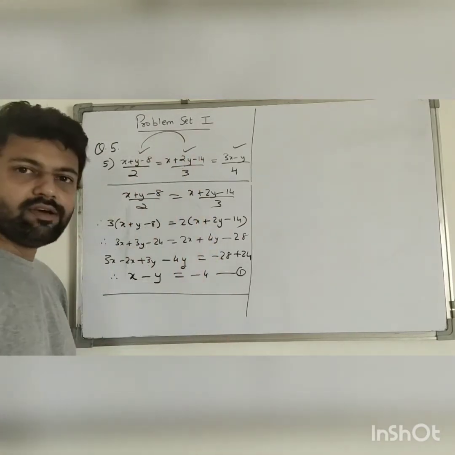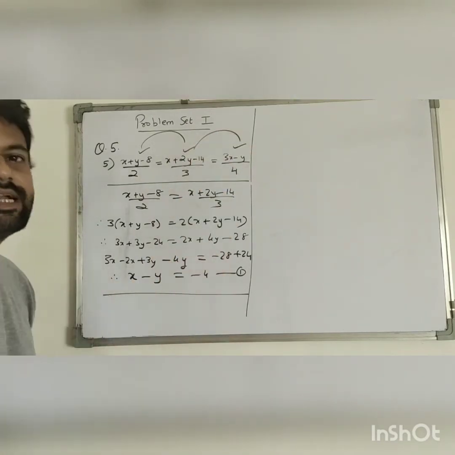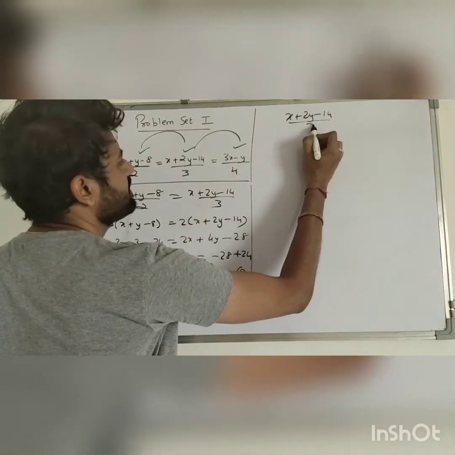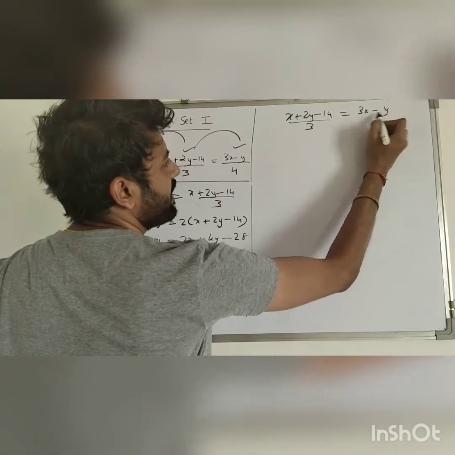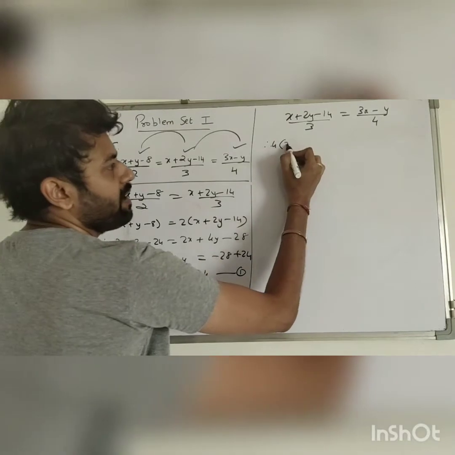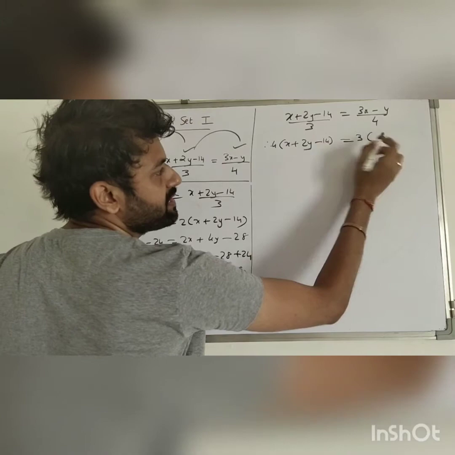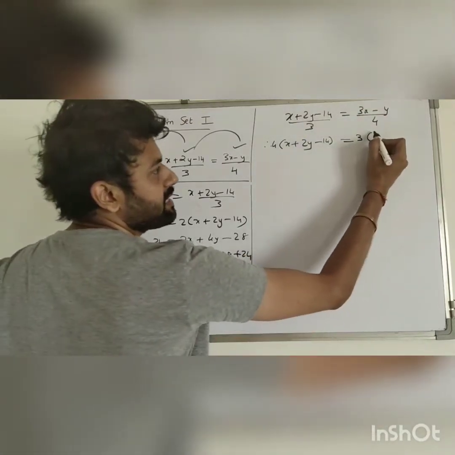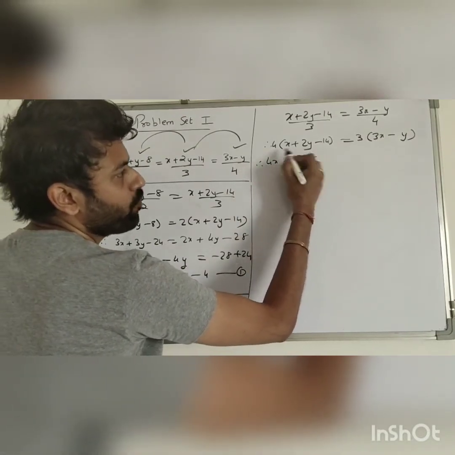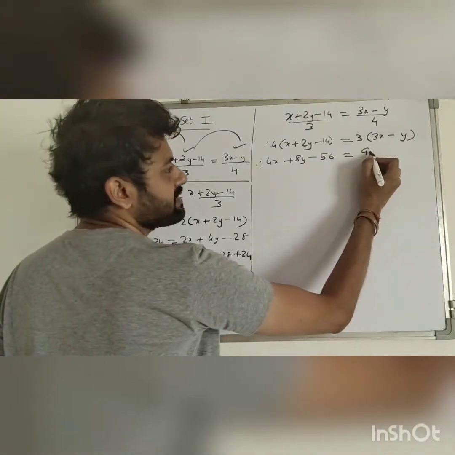After equating the first two terms, I am equating the last two terms, that is second and third. I get (x + 2y - 14)/3 = (3x - y)/4. 4 will be transferred here and will be multiplied by the entire left hand side. Same with 3. 3 will be multiplied with the right hand side, 3x - y. I get 4x + 8y - 56 = 9x - 3y.